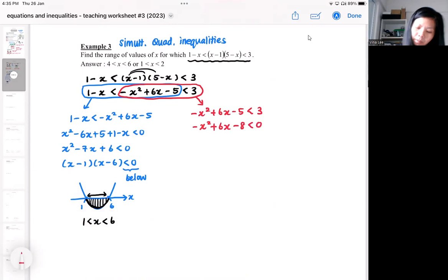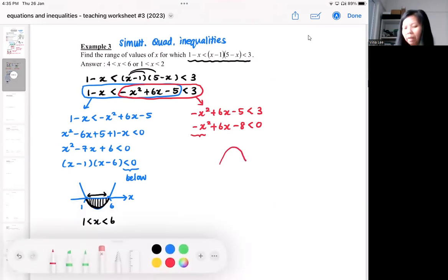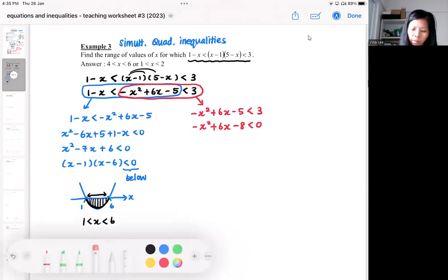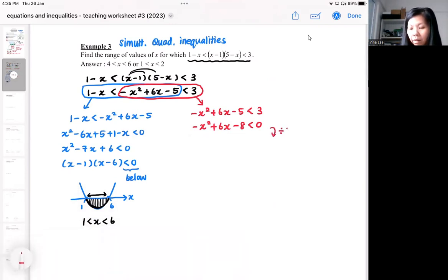When I try to do the next one, if you look, this is a negative. So by right, it is a sad face graph. Usually I do not favor doing a sad face graph. So what I'm going to do is divide by -1 on both sides. You must remember to reverse the sign. I prefer to deal with positive x squared. In a way, I prefer to deal with a smiley graph rather than a sad face graph. So I divide by -1, but I remember to reverse the sign. Then I do my factorization as per normal.